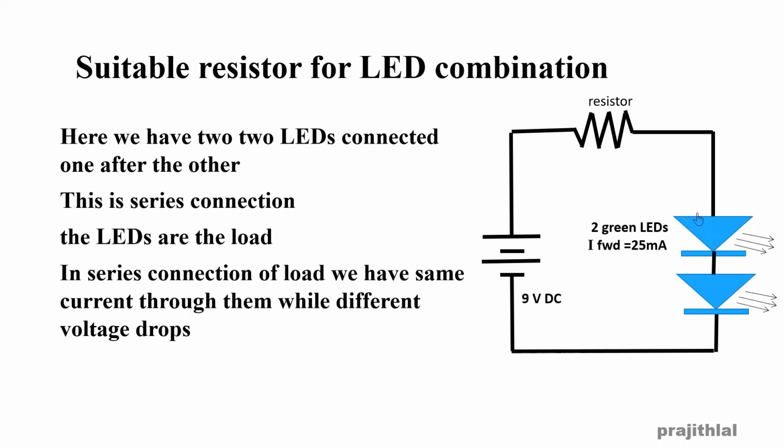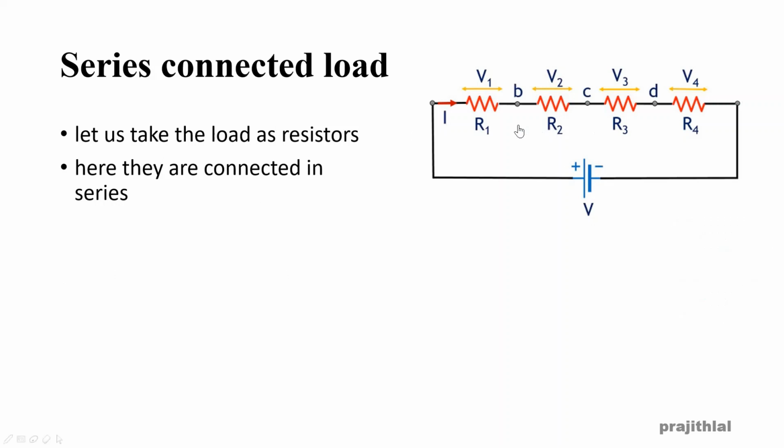In a series connection of LEDs or any other load, we have the same current through them while different voltage drops. Let me explain series connected load. Let us take the loads as resistors. Here they are connected in series. As you can see, the resistances R1, R2, R3 and R4 are connected one after the other. So these are connected in series.